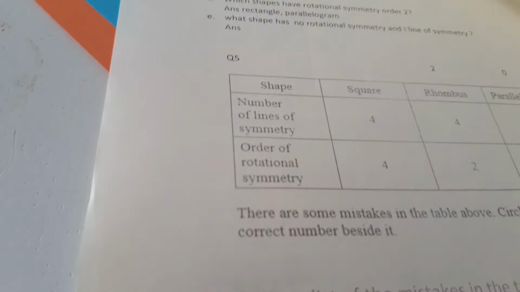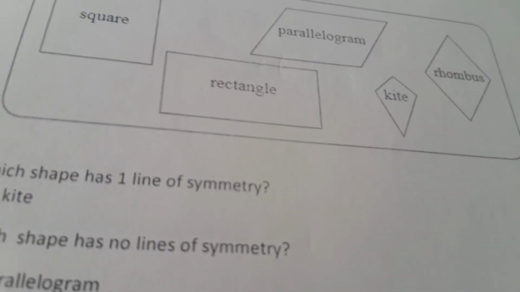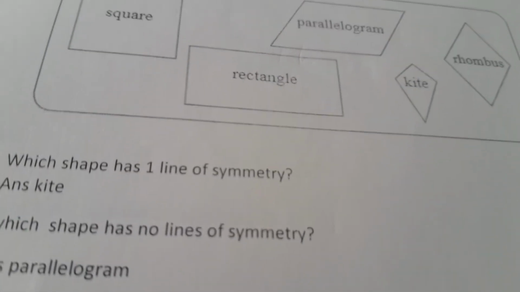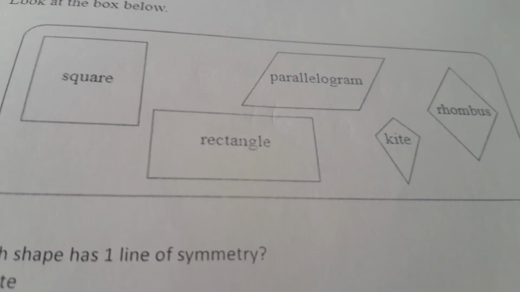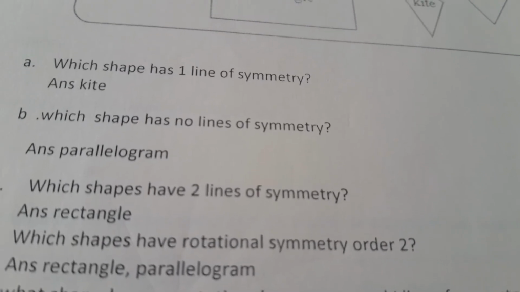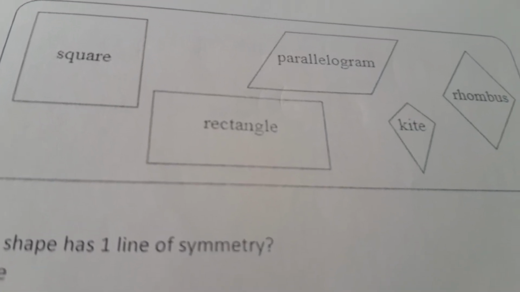Okay, look at the box below. Oh, I may have sent this to you already. Here's some quadrilaterals. Which shape has 1 line of symmetry? That would be the kite. Which shape has no lines of symmetry? That would be the parallelogram. Which shapes have 2 lines of symmetry? That should be the rectangle and the rhombus.